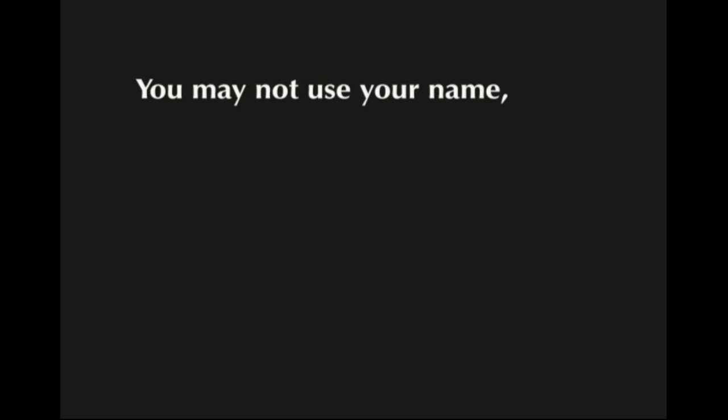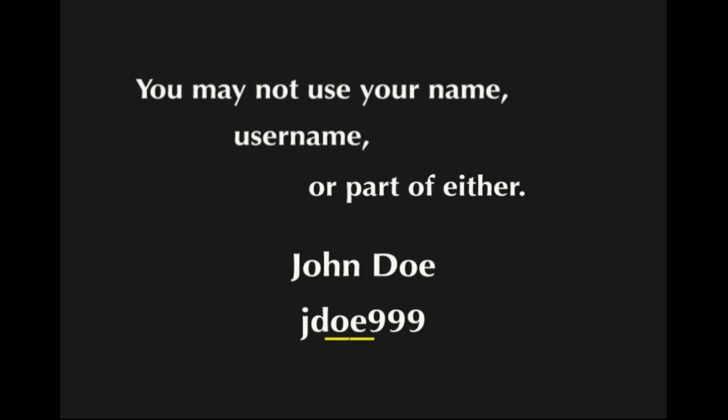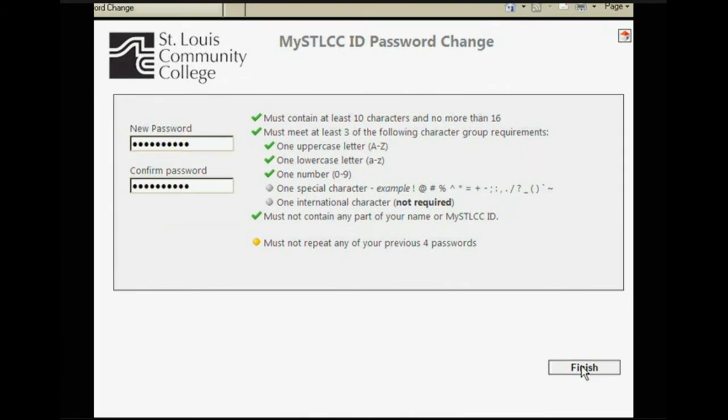Note, you may not use your name, username, or part of either. For example, if your name is John Doe and your MYSTLCC ID is JDoe999, you may not use the letters O and E together. Once all the red dots have changed to a different color, green or gray, you may proceed to type your new password in the box marked Confirm Password.